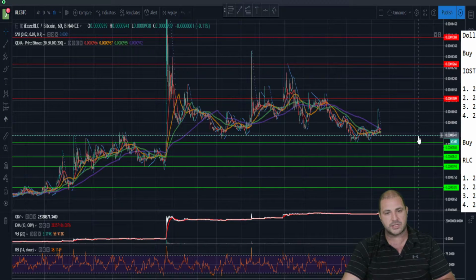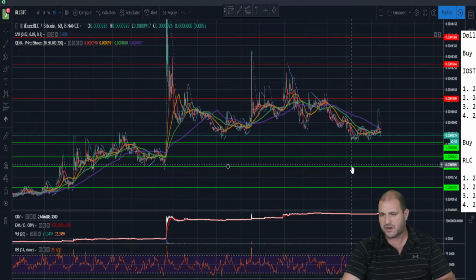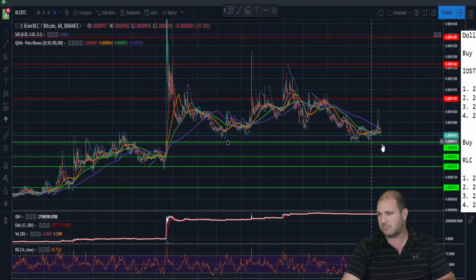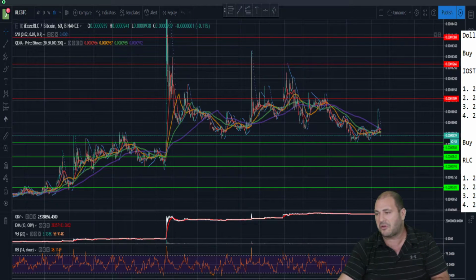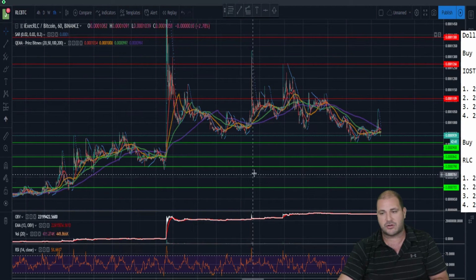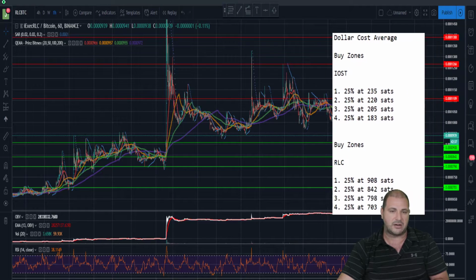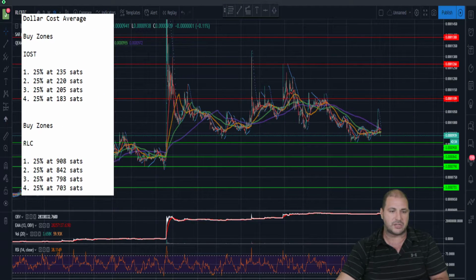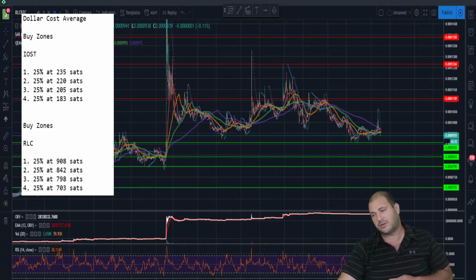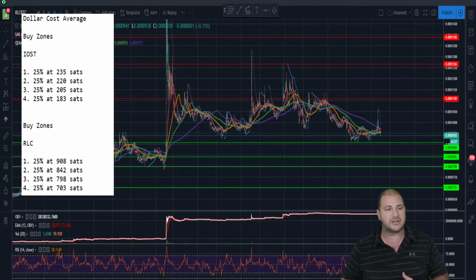Currently right now RLC is sitting at 943 or so Satoshis. My first one was the first level of support that I found. It's not very strong, but it's where I would look first, at 908 sats. I then found another support level at 842 sats, the next one at 798, and the last one around 703. So what that looks like on here is each of those green lines are one support level and where you would add your 25%. Again, we're using a Bitcoin just to make your life easier.